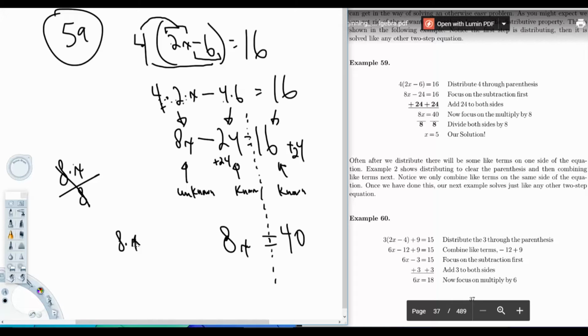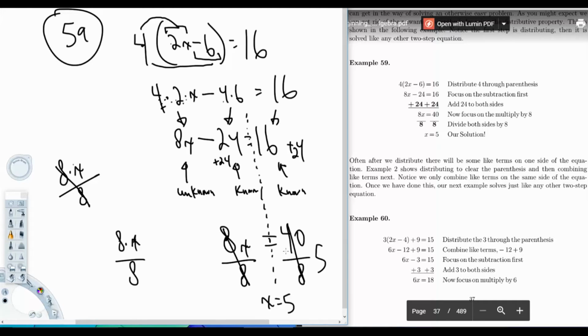So 8 times x divided by 8. And if you divide one side by 8, you have to divide the other side by 8. 8x over 8, that's like this. This equals 5. x equals 5. Is that the right answer? Yes, it is. So that's how you do that one. Really complicated stuff because we're doing a whole bunch of steps, but practice, practice, practice as usual.